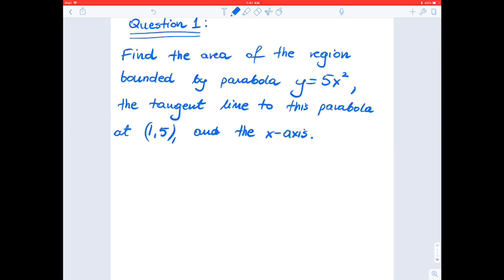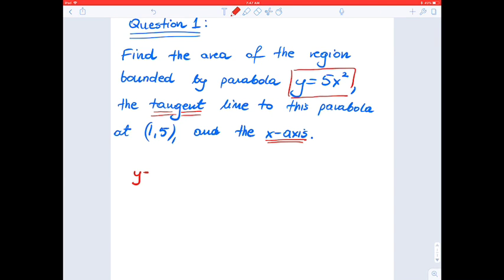Question number 1. Find the area of the region bounded by the parabola y equals 5x squared, the tangent line to this parabola at the point (1, 5), and the x-axis. Okay, first of all, let's draw a graph: the parabola, the tangent line, and the x-axis. Or actually, we can try to find the tangent line.